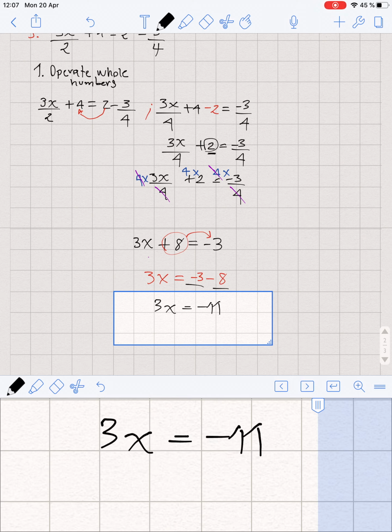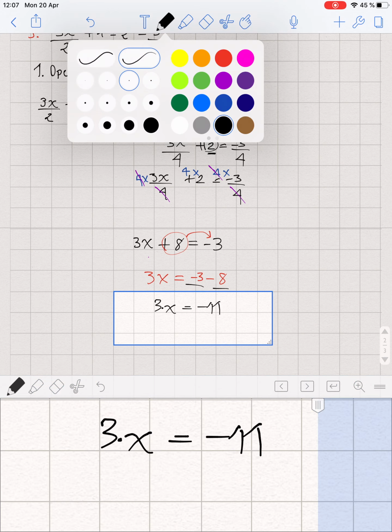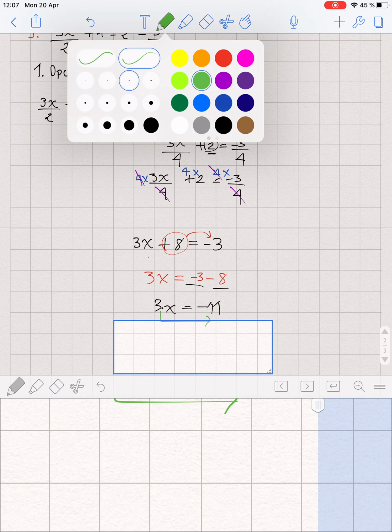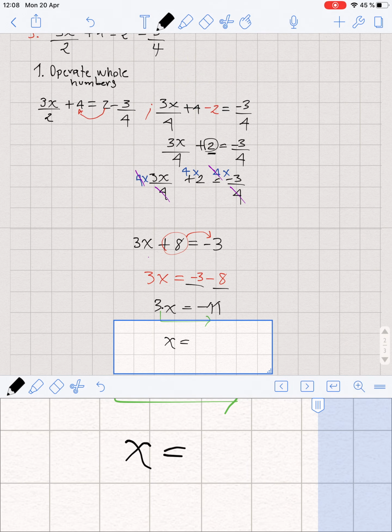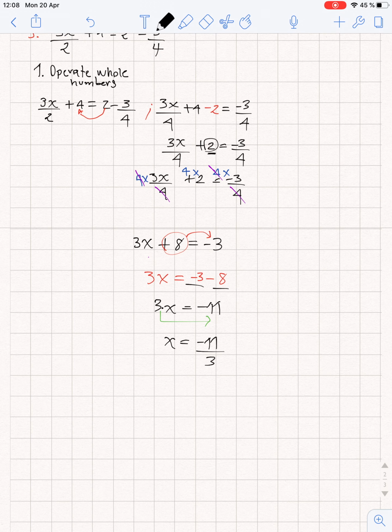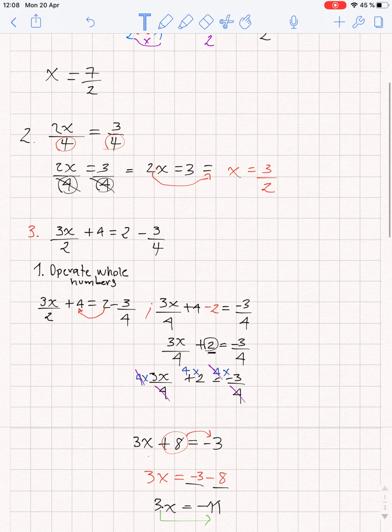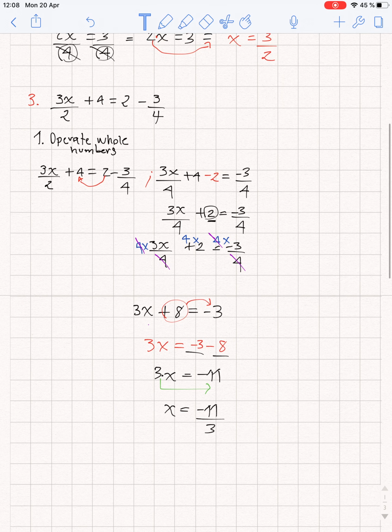And finally, that 3 that is multiplying will pass to dividing the minus 11. That means the value for x finally is equal to minus 11 divided by 3. Okay. In this video, we saw three different examples. Again, to summarize: first, when we have only one fraction. Second, when we have two fractions but we don't have whole numbers. And finally, when we have fractions and whole numbers.